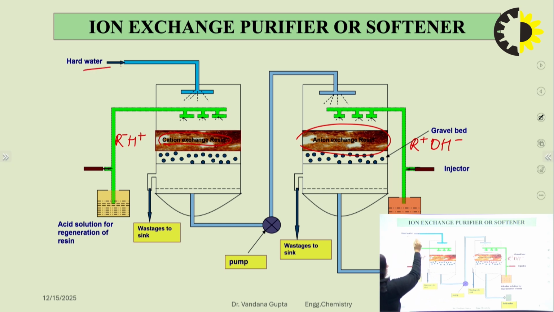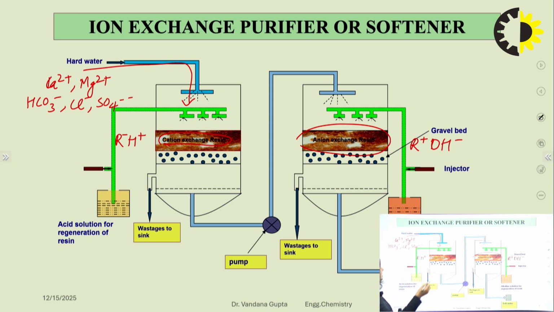Firstly, hard water is passed through the cation exchange resin. Hard water contains acidic or alkaline impurities. It contains cationic impurities such as calcium 2+ and magnesium 2+, and anionic impurities such as bicarbonate, chloride, sulfate.